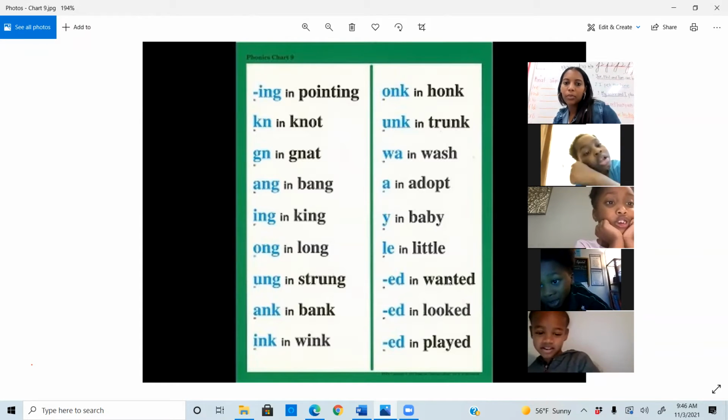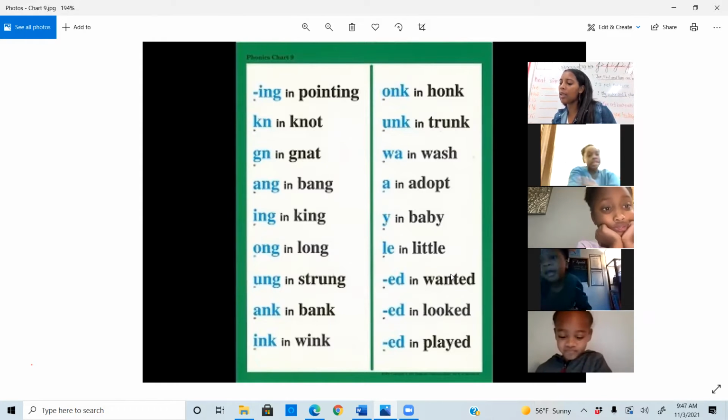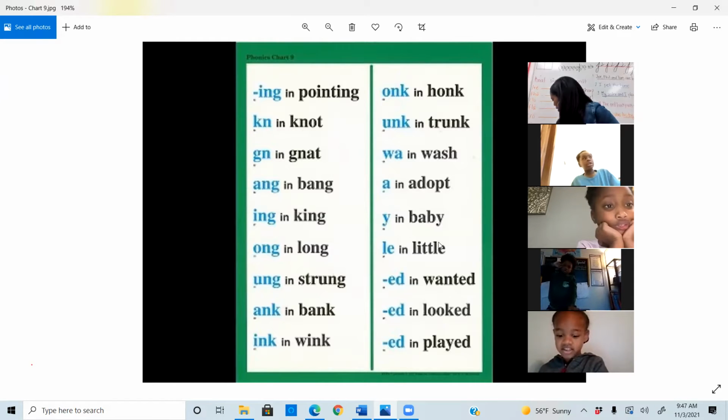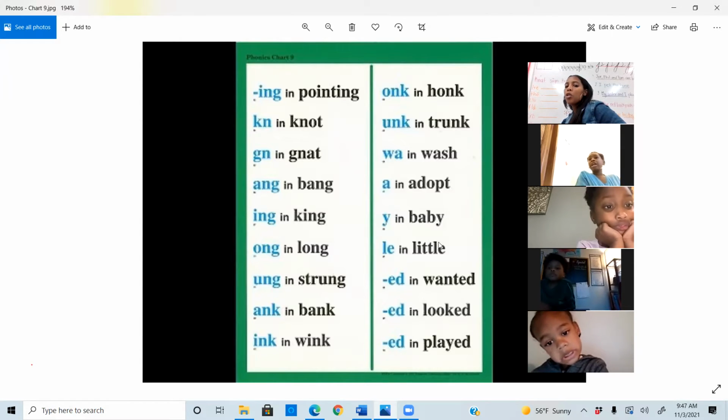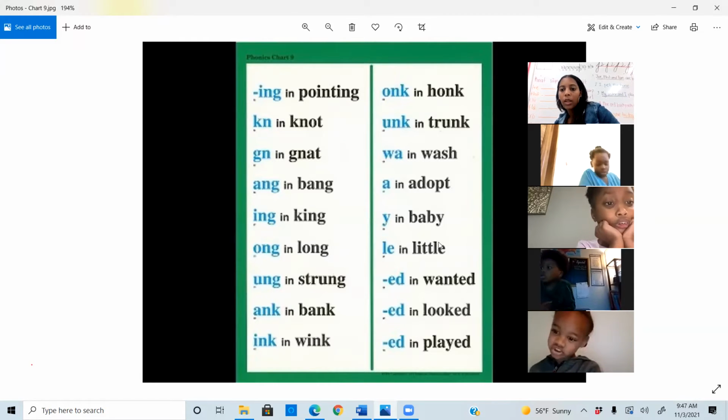A-N-G says ang, as in bang. I-N-G says ing, as in king. O-N-G says ong, as in long. U-N-G says ung, as in strong.